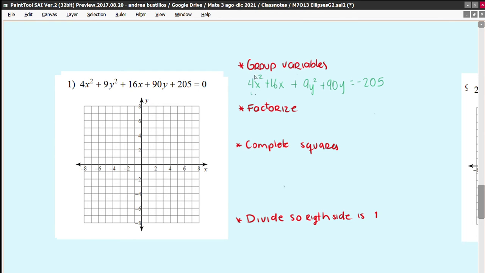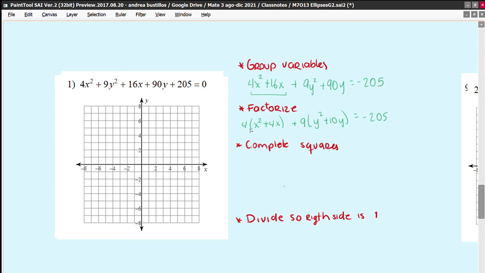So for example, for the terms that have the x variable, I know that they have a common factor, a constant common factor. That constant is 4. So I'm going to factorize that constant. And for the y variable, all of these are multiples of 9. So I'm going to factorize just the constant. y squared plus 10y equals minus 205.